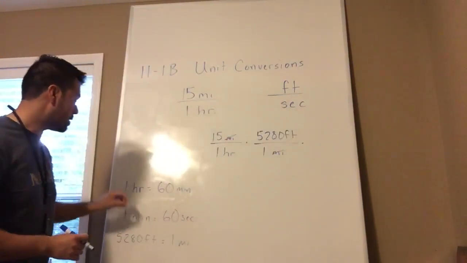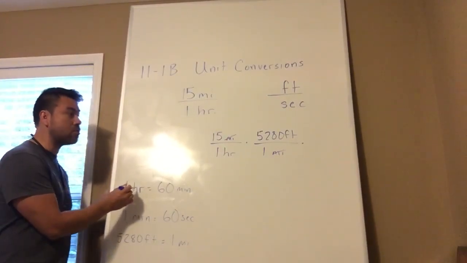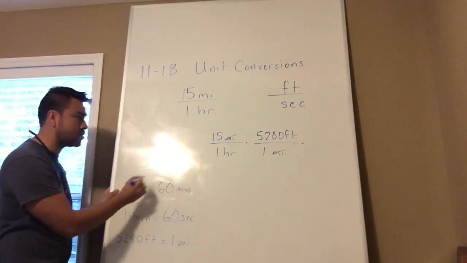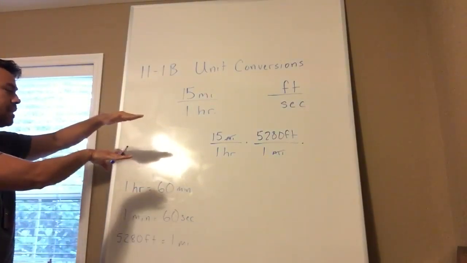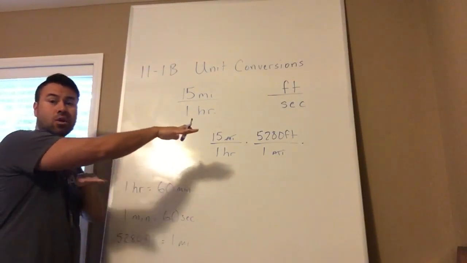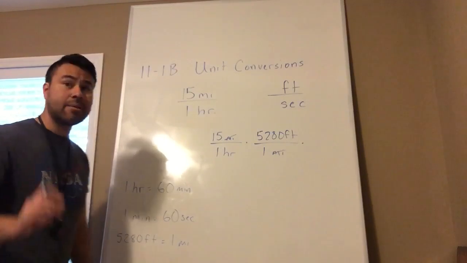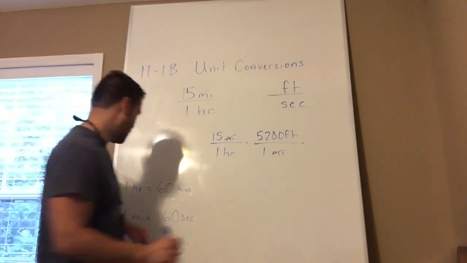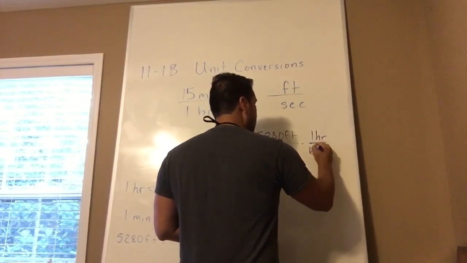So I'm going to use these two facts right here. First I'll go from hours to minutes, okay? Hours to minutes. Now, I could either say 1 hour over 60 minutes or 60 minutes over 1 hour. So which one am I going to use? I'm going to use 1 hour over 60 minutes.